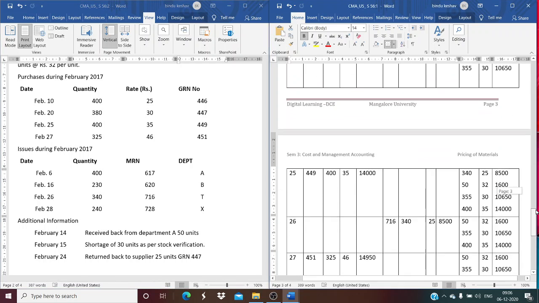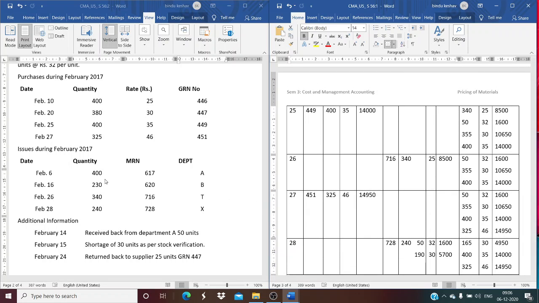Now the next is February 25th. February 25th, there is a receipt of 400 units at rupees 35. So receipts column 400 units at rupees 35, 14,000. The balance will be 340 units at rupees 25, 50 units at rupees 32, 355 units at rupees 30, 400 units at rupees 35.